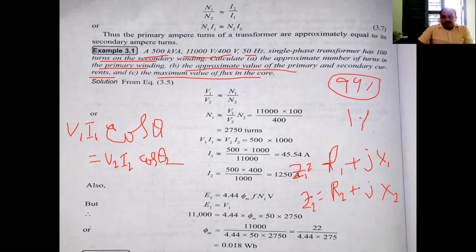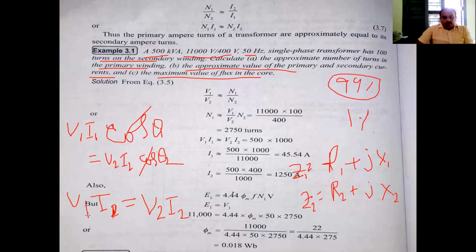If the two impedances are approximately equal, Z1 equal to Z2, then cos theta 1 equals cos theta 2. Therefore V1 I1 equals V2 I2. Here we made two assumptions: one is that the small amount of loss is neglected, and the other is that the two impedances are equal. So V1 I1 equals V2 I2.